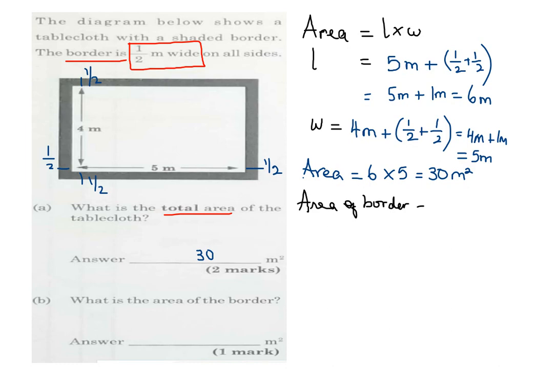Alright, and the way I'm going to show you, in my opinion, is the easier way. So to get the area of the border, I want you to pay attention to the shaded area. The shaded area is around the entire thing. And while they told us that the border is a half meter wide on all sides, we can just simply use the fact that we know the inner rectangle's dimensions. And we just calculated the total area for the entire shape.